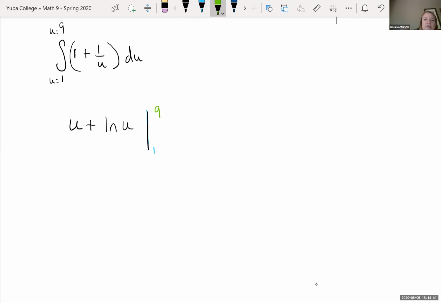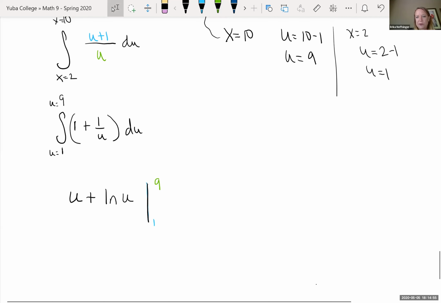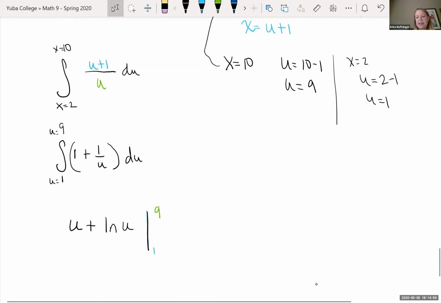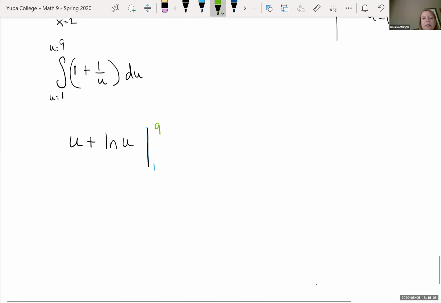Okay, so remember you're plugging them in. So this is where if you didn't change your bounds, this is where you would have to go back and replace what u was. So you'd have to go say this is the same thing as what? x minus 1 plus natural log of parentheses x minus 1. And then you would plug in the 0 and 10, or 2 and 10, whatever it was.